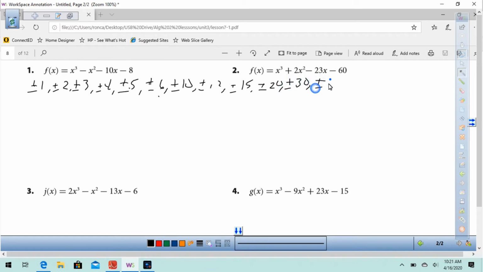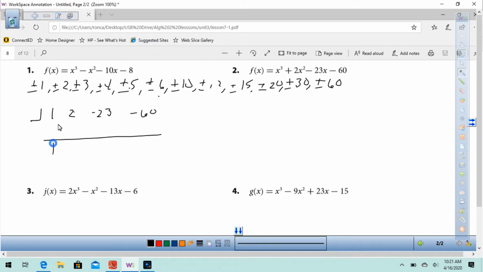And plus or minus 60. All of those are all the factors. Okay, so let's go in here and we've got 1, 2, -23, and -60.